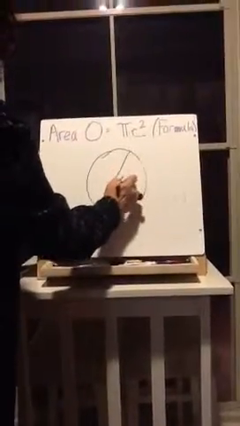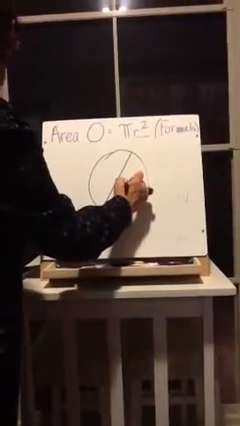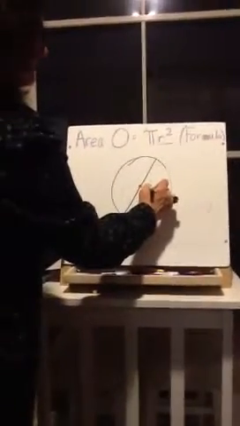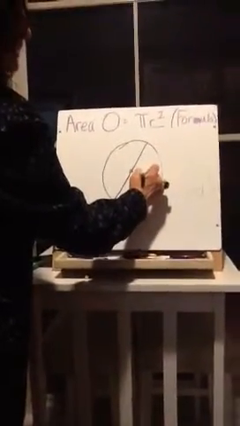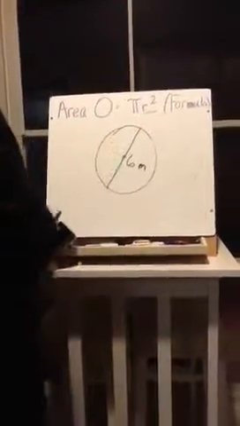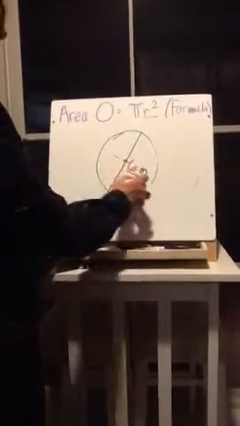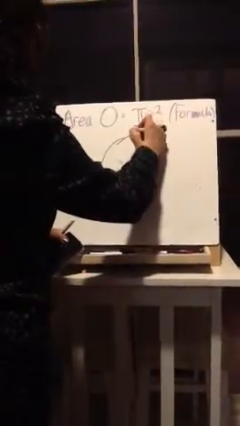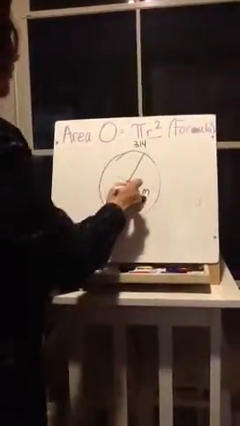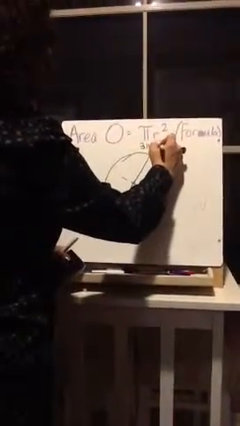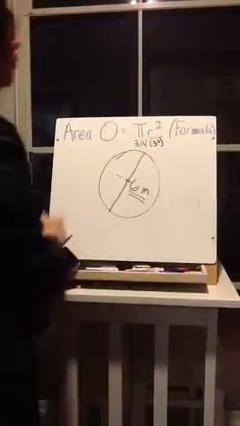Now, if we take that problem and we have a diameter, let's say we have a diameter of 6 meters. If we need the radius, what are we going to do? We're going to take this in half. So we have pi is 3.14. We have the radius now as 3, and we have to square it.